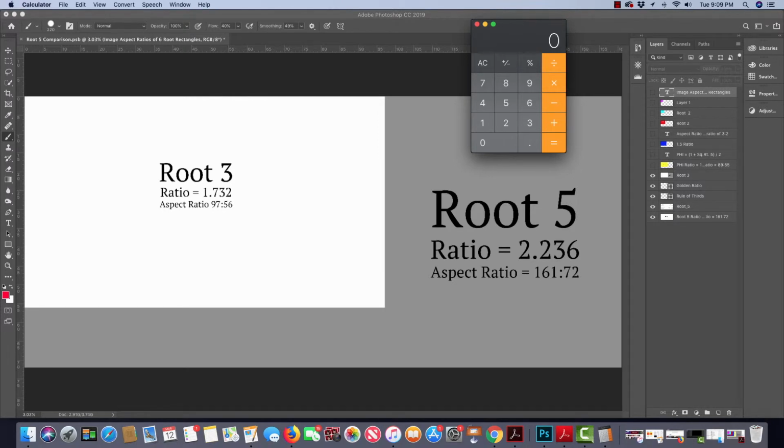Under root 3, the aspect ratio is 97, the width of the image, divided by 56. 1.732. Of course, these root ratios are irrational numbers with many decimal places, but these aspect ratios are only going to be accurate to 3 decimal places.